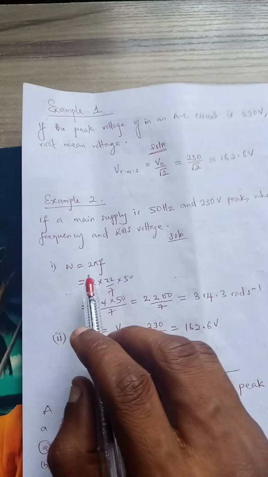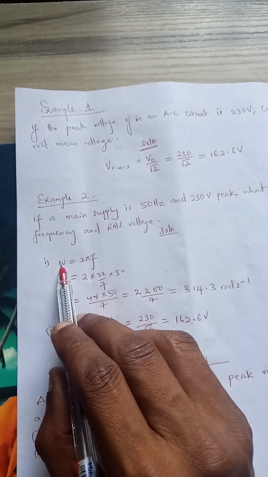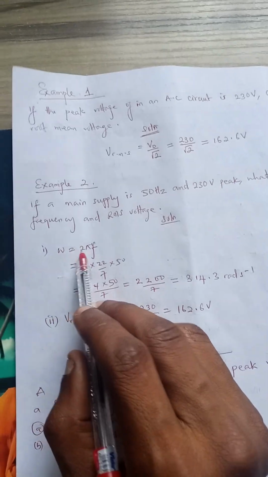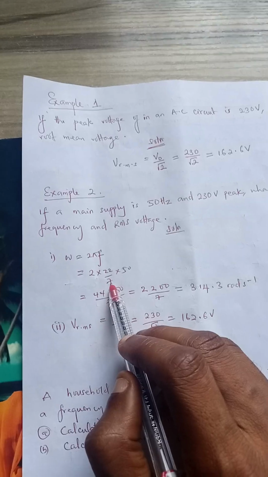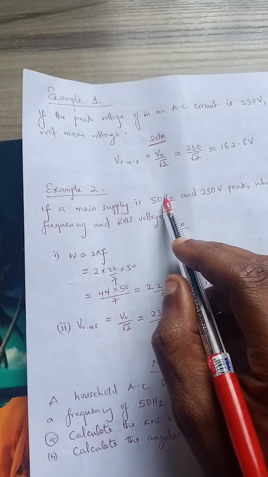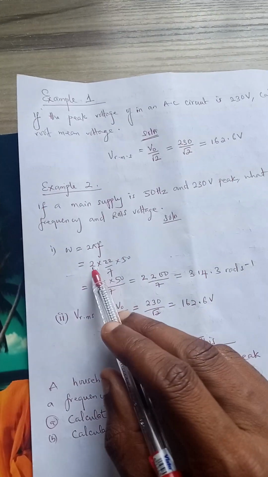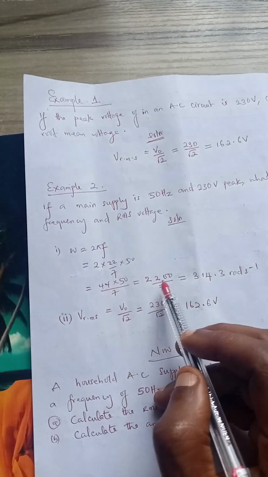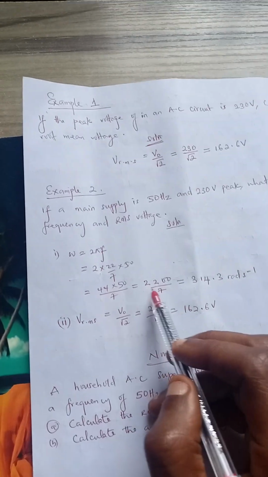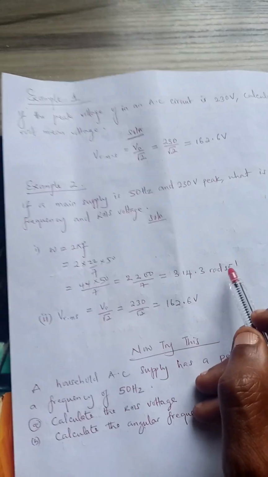So the first question asks for what we call angular frequency. Don't forget I told you earlier that angular frequency is 2 pi f. So this is the 2, and pi is 22/7, and the frequency given in the question is 50 Hz. So we multiply by 50. If you do 22 times 2, you get 44. 44 times 50 will give you 2,200. All divided by 7 will give us 314.3 radians per second.